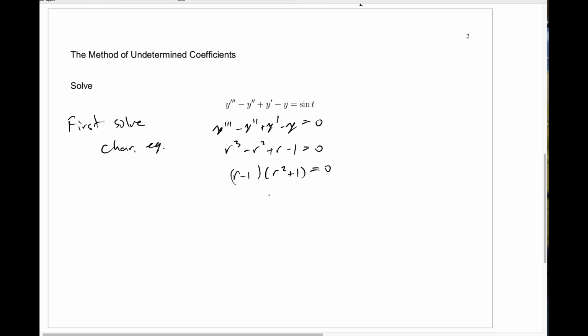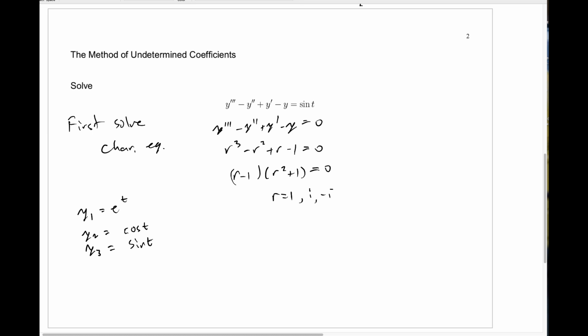So what are the solutions? R equals 1 from this linear term, and r squared plus 1 can factor into r plus i times r minus i. In other words, r equals i and r equals minus i are solutions. What does that tell us about solutions to the homogeneous differential equation? We get solution y1, which is e to the t, and for y2 and y3, those come from this conjugate pair of non-real solutions. And since these are 0 plus i and 0 minus i, we can get e to the 0t times cosine of t, which is just cosine of t, and e to the 0t sine t, which is just sine t. So we get these three solutions.